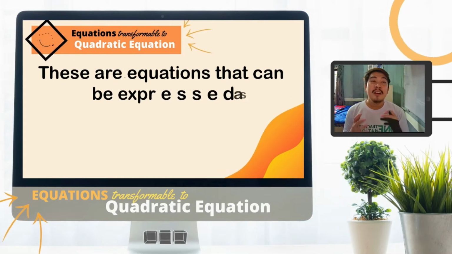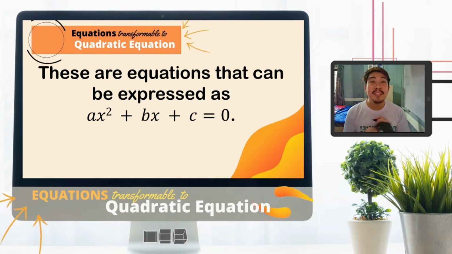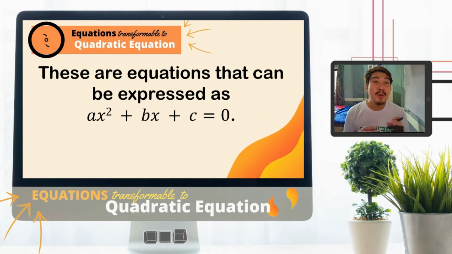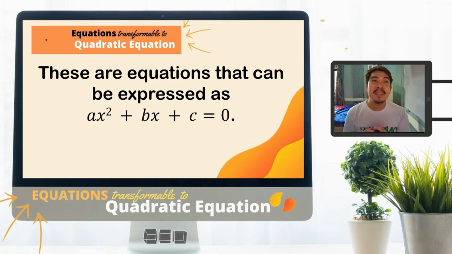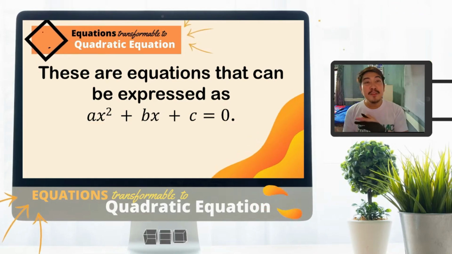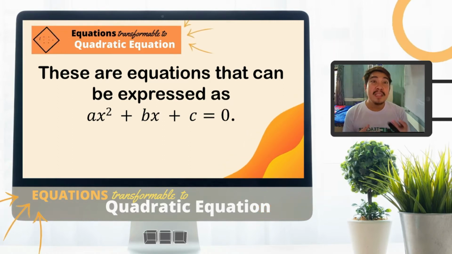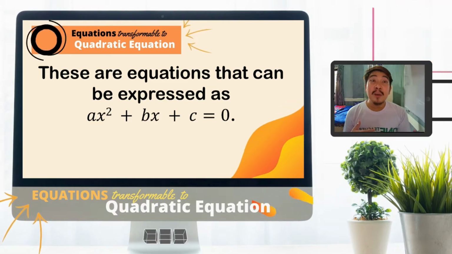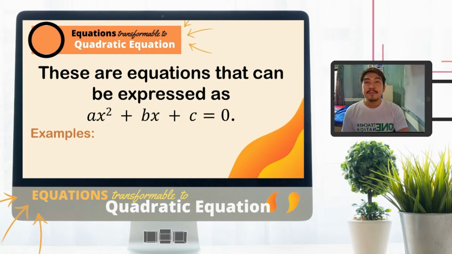Of course, these are equations that can be expressed as ax squared plus bx plus c is equal to 0. And if you can remember, this form is the standard form of quadratic equation. Meron kasing mga equations na kapag simplify natin using the properties na tinalakay natin during the previous lessons, like for example, FOIL method, distributive property, addition property of equality, and other properties of equalities, we will find out na quadratic equation pala sila. Okay? So here are some of the examples.